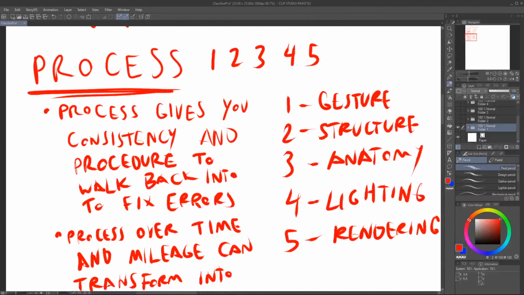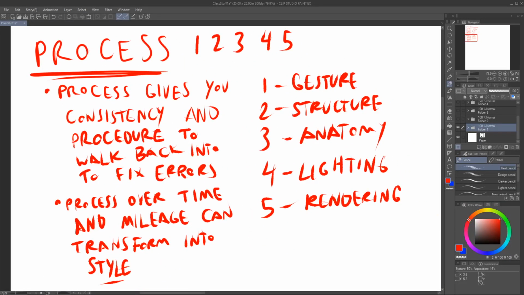Anyway, another key concept that we want to keep in mind is the concept of process or procedure. Process gives you consistency and procedure to walk back into to fix errors. Process over time and mileage, repeating it, can transform into style. Don't concern yourself early on with quote-unquote style. Style comes out after putting a lot of effort into practicing a process over and over again, so that it becomes second nature.